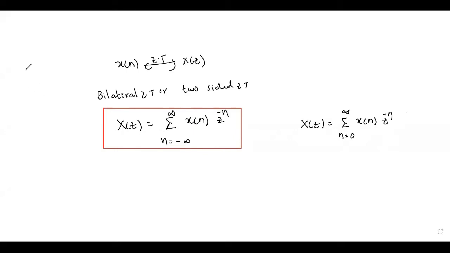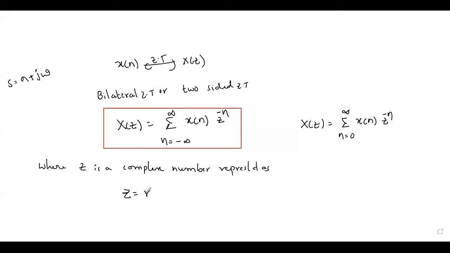What about Z here? In the case of Laplace transform, S is a complex variable, right? They represented it as sigma plus j omega. Similarly, here also write down where Z is a complex number, or you can say a complex function, represented as Z equal to small r into e power j omega.